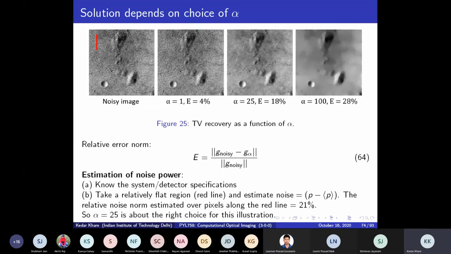Sir, can you explain a little more how P minus mean of P gives an estimate of noise? Yeah, so I'm not taking P minus mean of P over the whole image because the whole image has some structure. But I'm taking these pixels along this red line where more or less things are flat. So think about a situation where you have a plain beam of light falling on the camera, and so there is no structure in that.